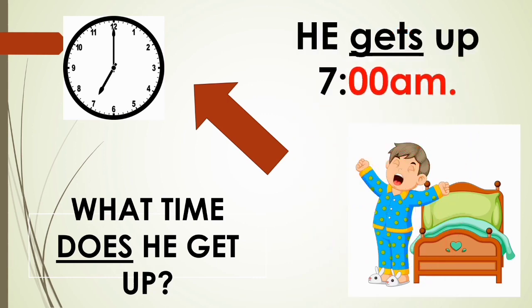He gets up at 7 a.m. He is the subject for third person. Get is the verb. We add s and it becomes gets. Okay, very good. Your answer is correct. Everybody, I want you to clap your hands.